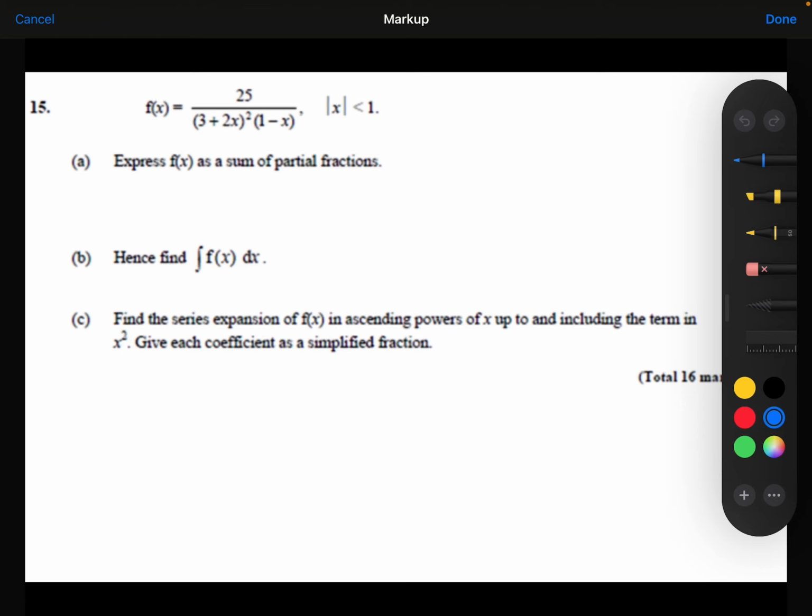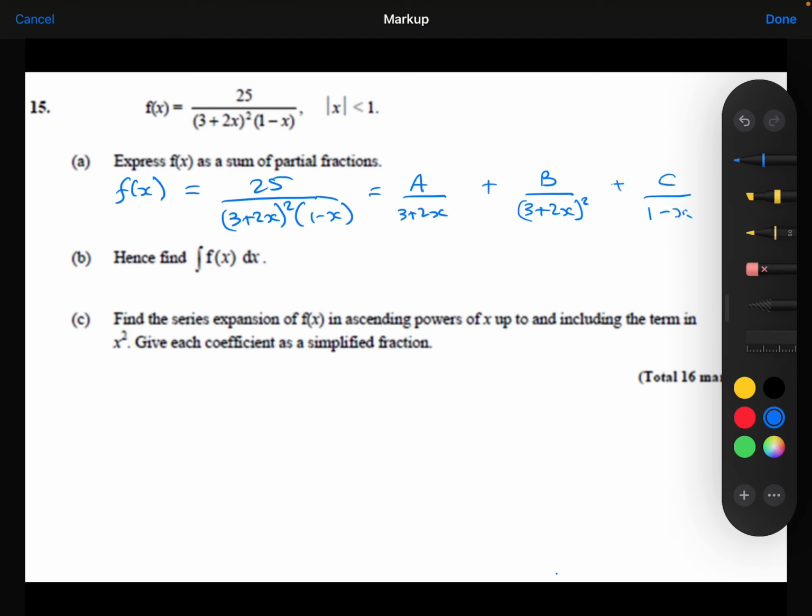So let's take our f of x function and split it up into 3 fractions. We'll have a over 3 plus 2x, plus b over (3 plus 2x) squared, plus c over 1 minus x.